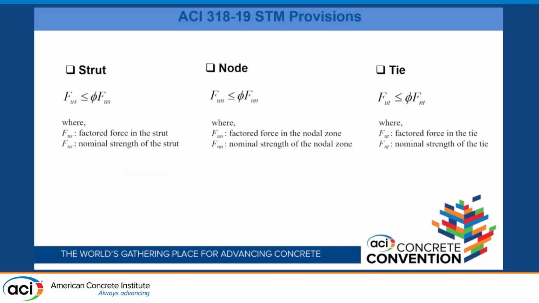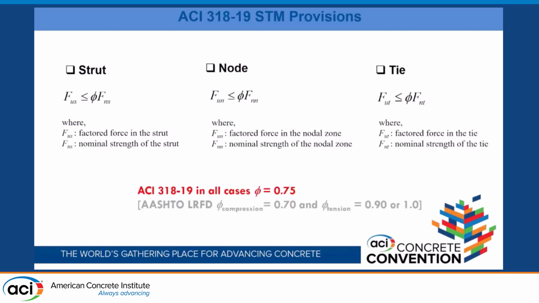Regarding the provisions in the code, for each one of the components, for the struts, nodes, and ties, we have to apply this design equation, and each of them has a phi factor, which in our code are all the same, 0.75.